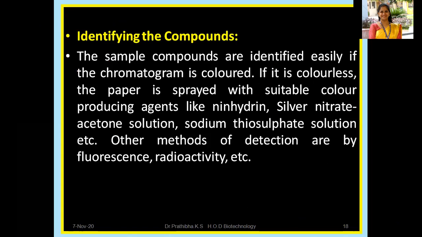Now let us go to the identifying methods. The sample compounds are identified easily if the chromatogram is colored. If it is colorless, the paper is sprayed with suitable color producing agents, like ninhydrin for the estimation of amino acids, silver nitrate, acetate solution, sodium thiosulfate solution, etc. Other methods of detection are by fluorescence and radioactivity, etc.